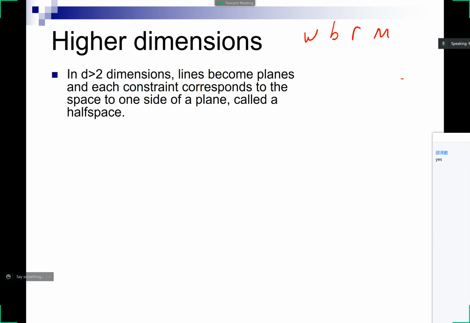And when you have higher dimension LPs, whereas previously we had constraints which were represented by lines, when you move to higher dimensions, the lines are going to change into hyperplanes. And the set of points which satisfy these hyperplanes is going to be a half space.